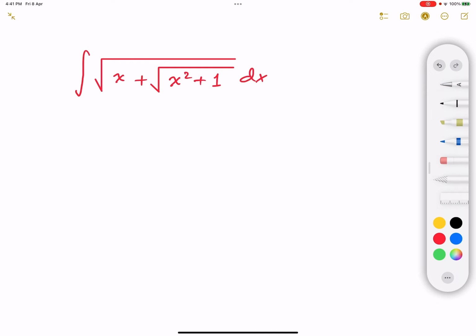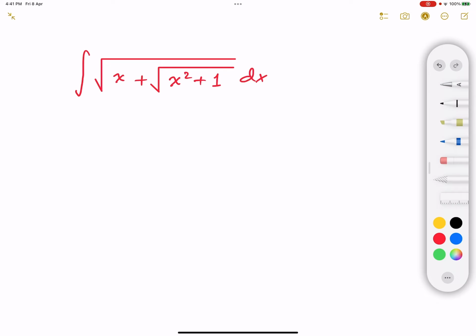In this video, I'm gonna teach you how to solve this indefinite integral. We have the integral of the square root of x plus the square root of x squared plus 1 dx. So how do we solve this integral? I'm gonna be using a simple u substitution.